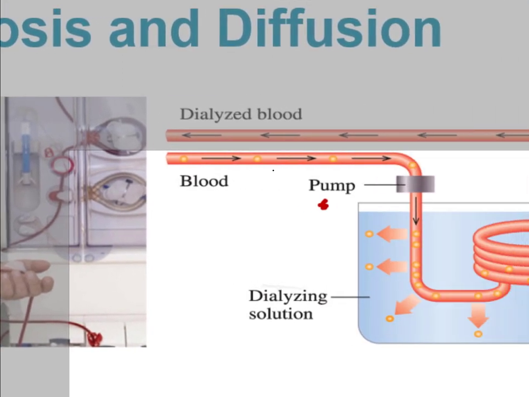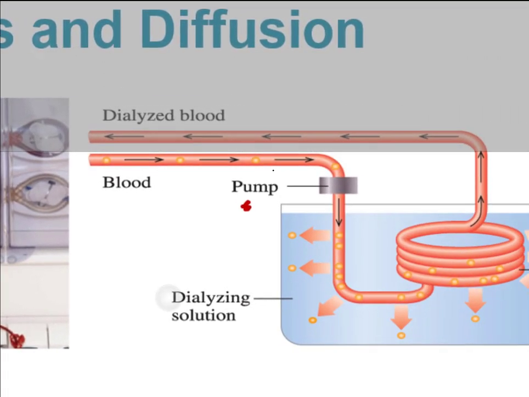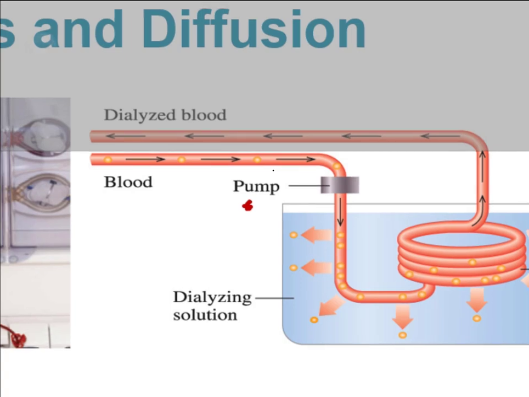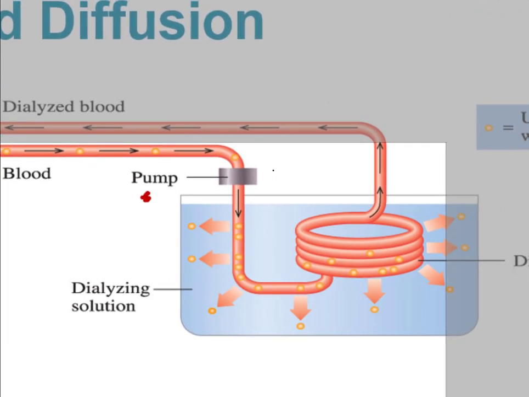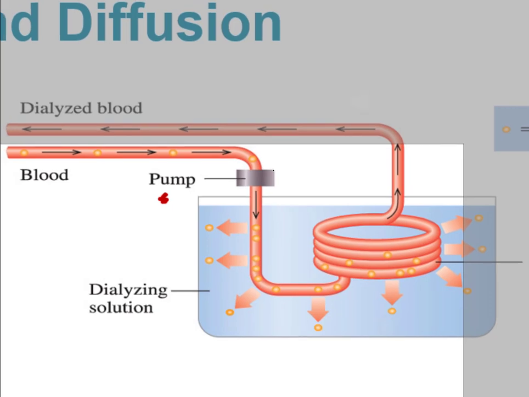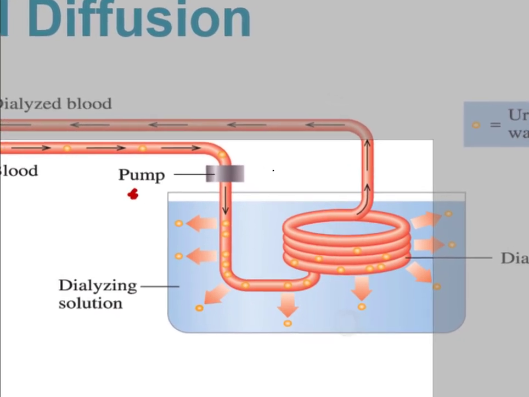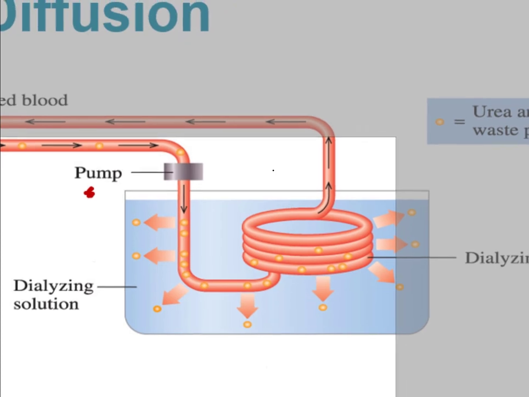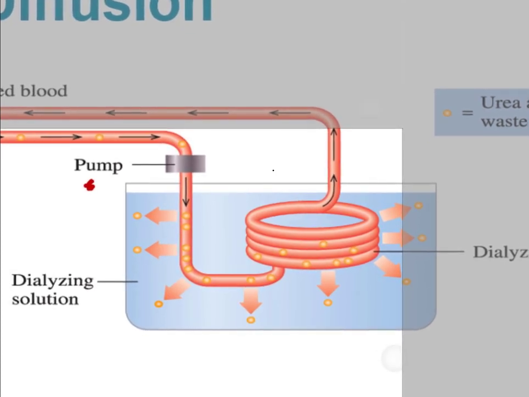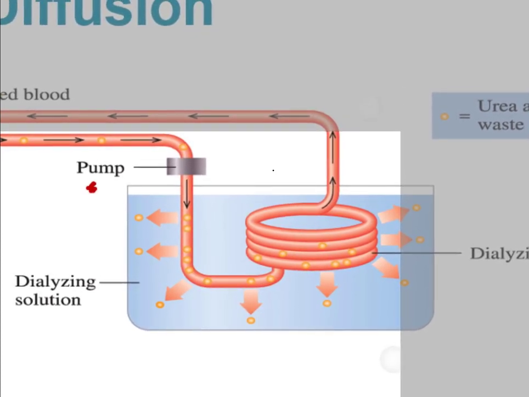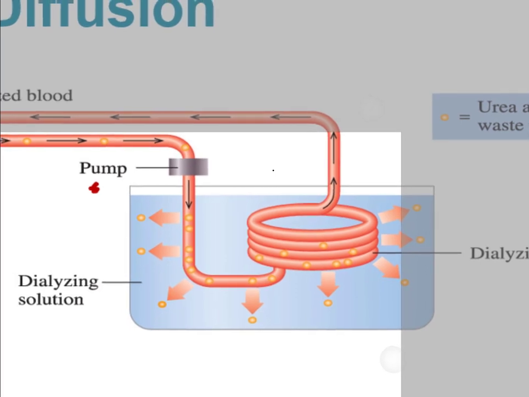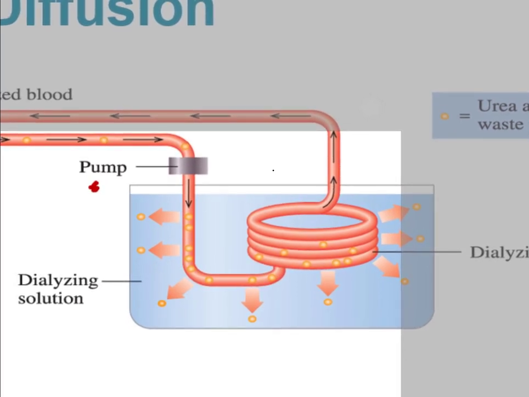So this blood gets removed. It's got some pressure on it, so it pushes out, but it's actually pumped to make sure it keeps moving. The blood moves through the tubing and it goes into this dialysis machine. In this dialysis machine, the tubing does a sort of coil all the way through. As it goes through, there are microscopic holes in this tubing.